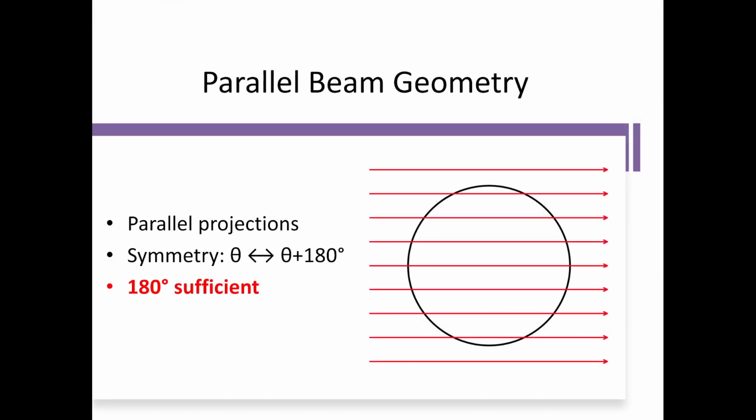In parallel beam geometry, things are simple. The X-rays travel as straight parallel lines. For every projection angle theta, there's a complementary projection at theta plus 180. That symmetry means that scanning just 180 degrees is sufficient for reconstruction. But in reality, neither diagnostic CT nor cone beam CT in radiation therapy use parallel geometry. Instead, we work with fan beam geometry, and that changes the story.